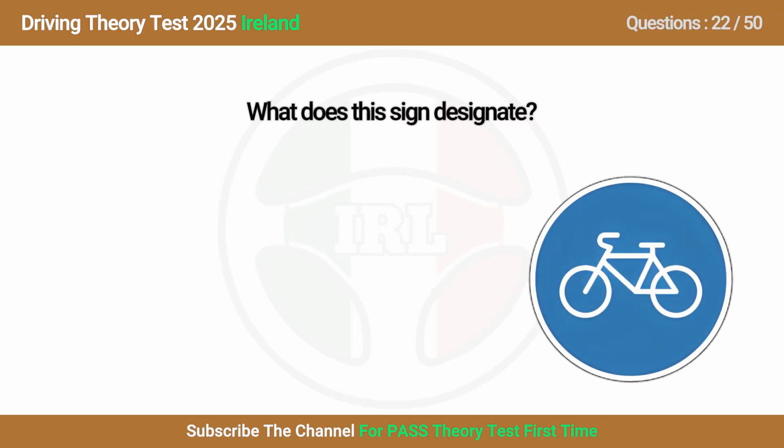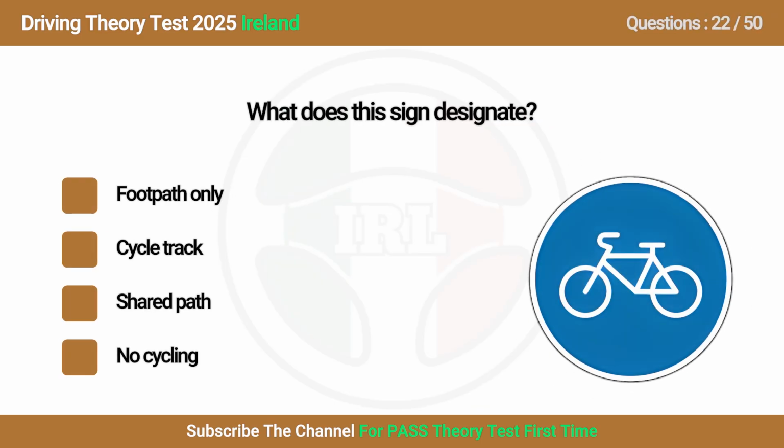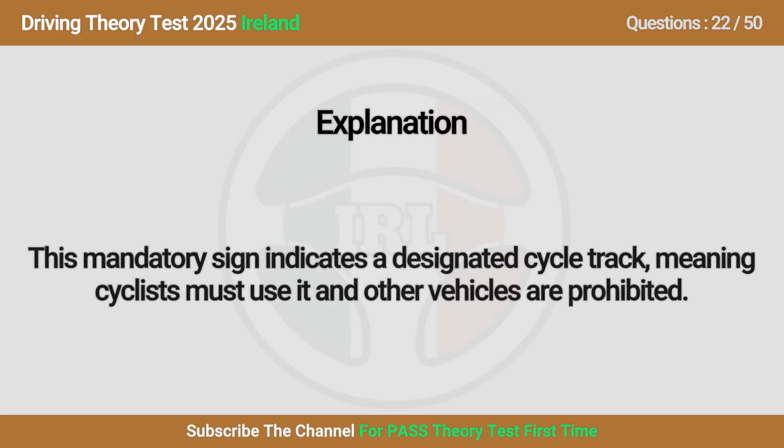Question 22. What does this sign designate? A. Footpath only. B. Cycle track. C. Shared path. D. No cycling. Answer is B. Cycle track. This mandatory sign indicates a cycle track, meaning cyclists must use it and other vehicles are prohibited.